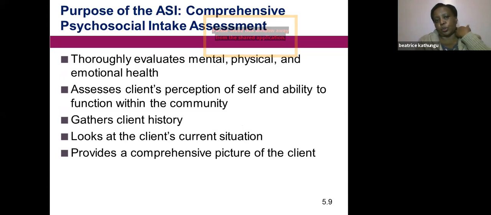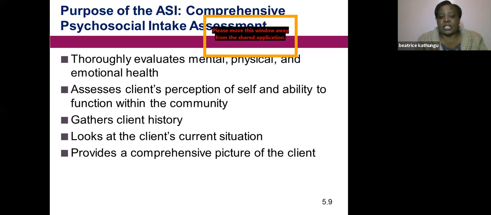You can also use it for research purposes. Now, it's good to note that the ASI is actually a psychosocial intake assessment. Why? Because it focuses on a variety of areas. It looks at the mental, the physical, and the emotional health, and it also assesses the client's perception of the self and ability to function within the community.